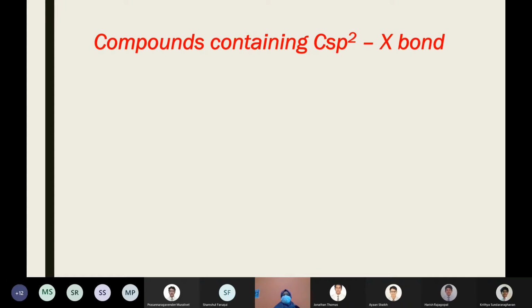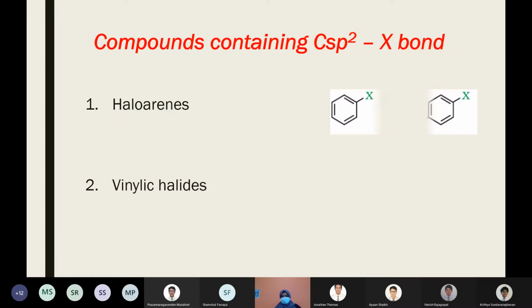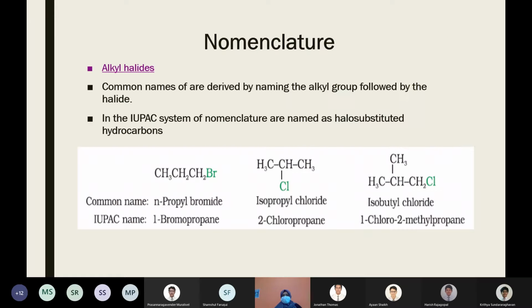Then we move to the carbon sp2 halogen bond, where the basic example was haloarene, that is any derivative of an aromatic compound with halogen, that is what haloarenes are. Then we also discussed vinylic halides, where the halogen is directly bonded to a double bonded carbon. We started the nomenclature, both the IUPAC and common name for the simple compounds.